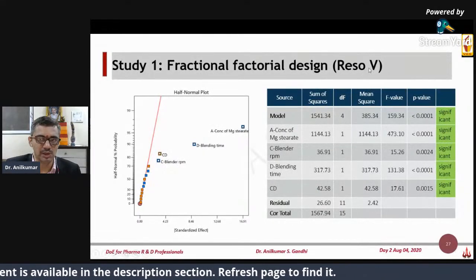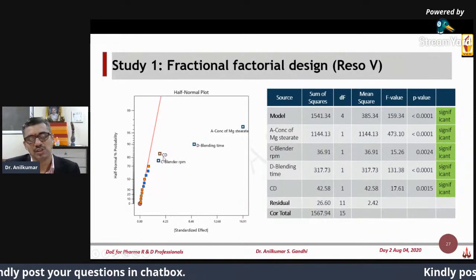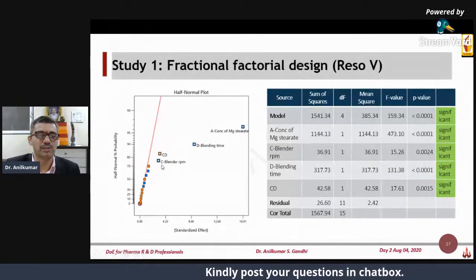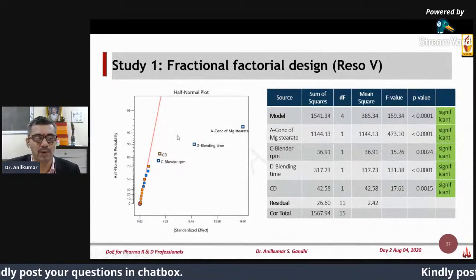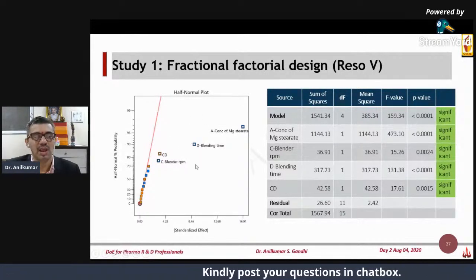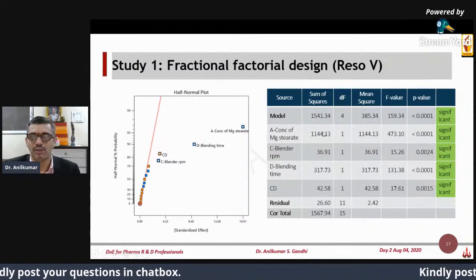Okay, we are on resolution 5 design where you do see some interaction. So we are seeing CD interaction, very important. Then you have also factor C. So you are seeing that these are the important elements of your design, or the important factors which affect your response.